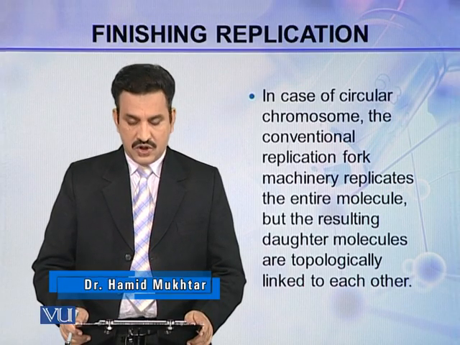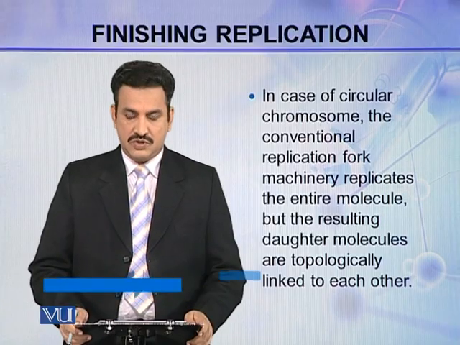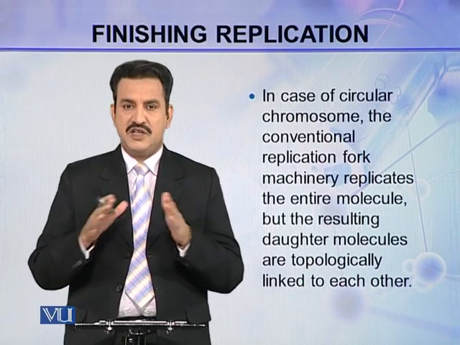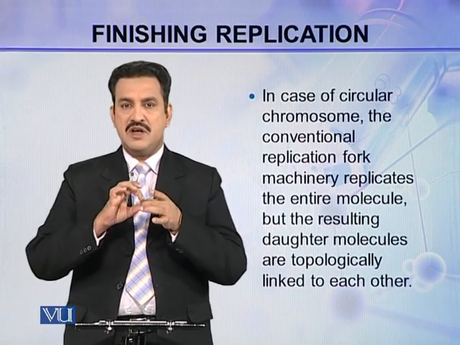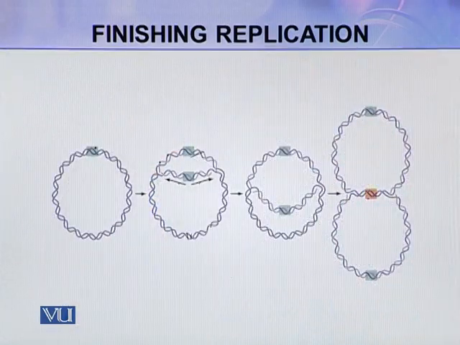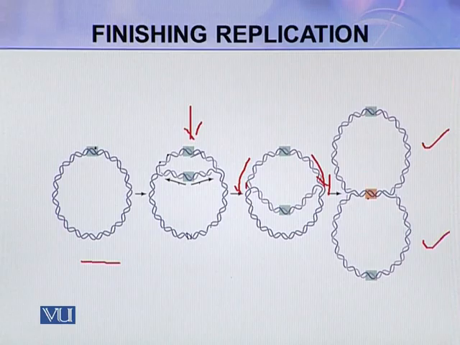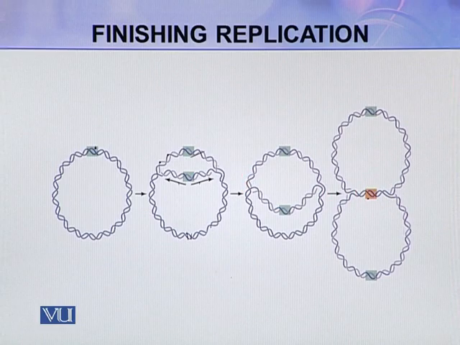daughter molecules are topologically linked to each other. So, in a circular chromosome, replication will proceed, and at the end of replication, the two chromosomes will be linked to each other. As you can see here, this is a circular DNA chromosome. It starts replication from here, and then replication proceeds in both the directions, and as a result two chromosomes are formed, but these two chromosomes are linked to each other at a specific site. So this is a problem of circular chromosomes.